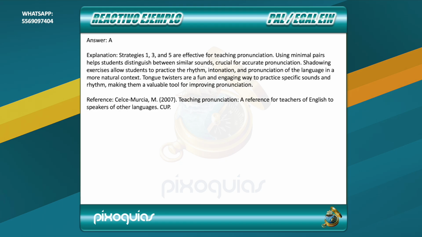Let me explain why. The strategies 1, 3, and 5 are effective for teaching pronunciation. Using minimal pairs helps students distinguish between similar sounds, which is crucial for accurate pronunciation. Shadowing exercises allow students to practice the rhythm, intonation, and pronunciation of the language in a more natural context. Tongue twisters are a fun and engaging way to practice specific sounds and rhythm, making them a valuable tool for improving pronunciation.